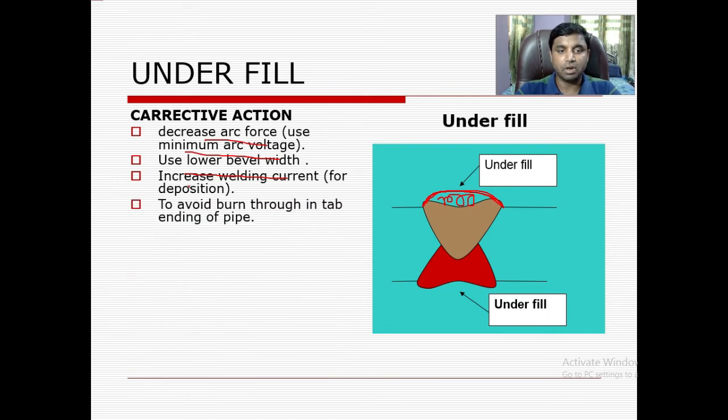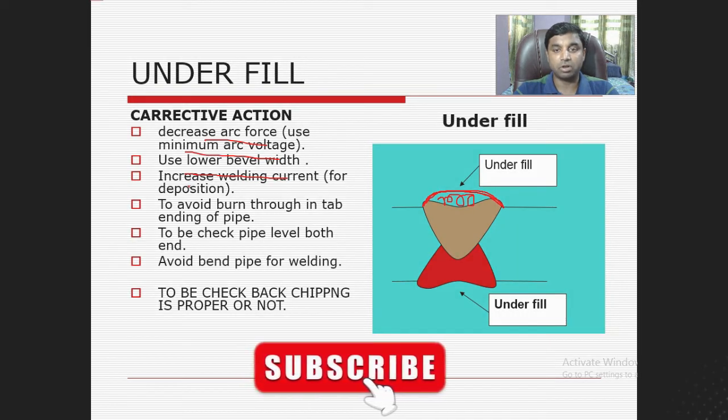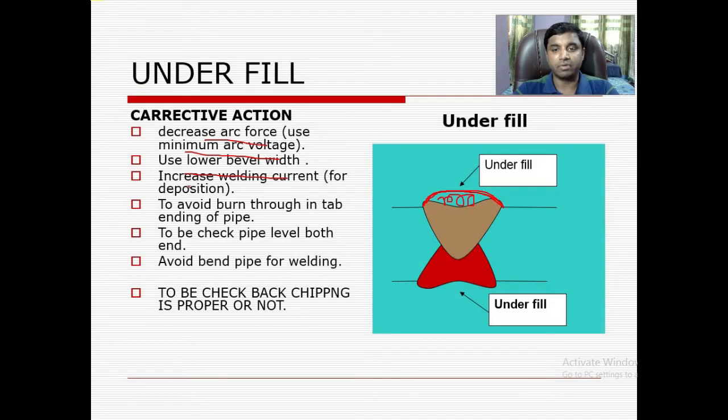Increase the welding current. If you increase the welding current, then deposition will improve and this underfill will not occur. To avoid burn through in tab ending of pipe, check the pipe level at both ends. Avoid bent pipe for welding. Check that the back shipping is proper or not. So all these things you have to check to prevent this underfill.